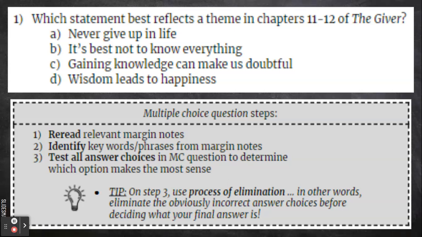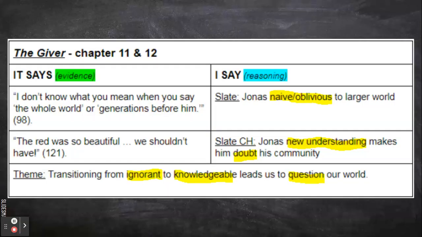So you might get a multiple choice question. So let's consider how we can use those margin notes to guide us on a question such as this. What statement best reflects the theme in chapters 11 and 12 of The Giver? The steps I would take: I would reread my notes, identify the key words from those notes, and then test all the multiple choice options to see which one makes the most sense using process of elimination.